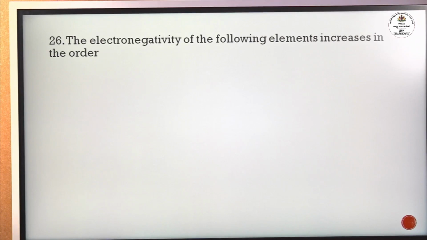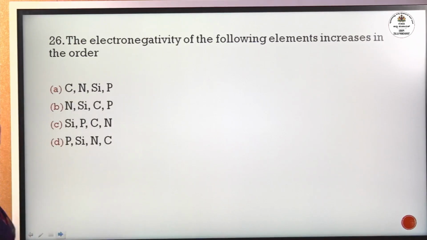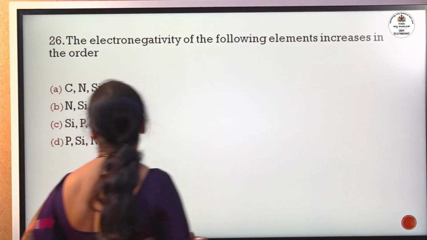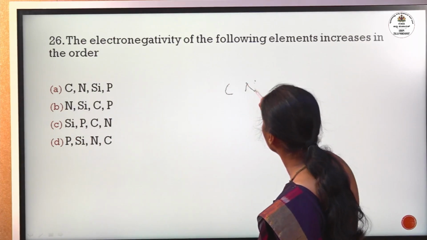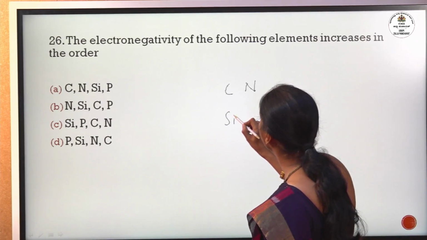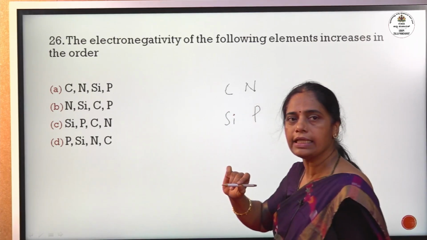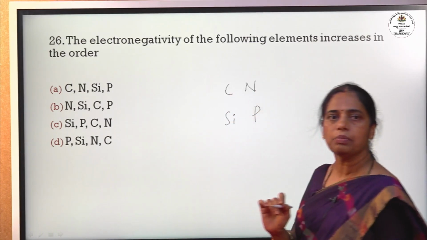We will move on to the next question. The electronegativity of the following elements increases in the order. We will see the option. We have 4 elements: carbon, nitrogen, silicon, phosphorus. Carbon and nitrogen occur in the second period, silicon and phosphorus in the next period. Below carbon, silicon comes; below nitrogen, phosphorus comes.